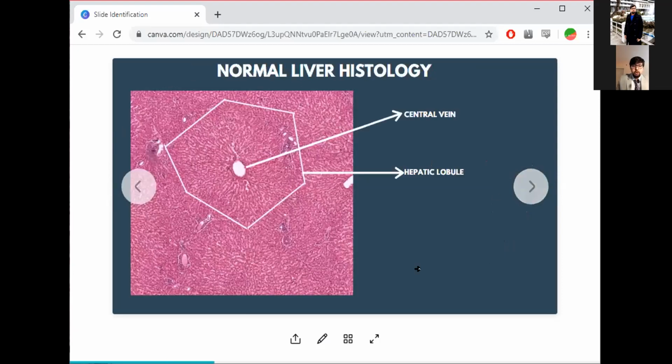Now, on your screens, you'll see that normal liver histology is pretty simple. You look at this white space here, and this is your central vein, right? This entire structure that you see outlined in white, that is the hepatic lobule. So when you are looking at any slide that you see in liver, right?